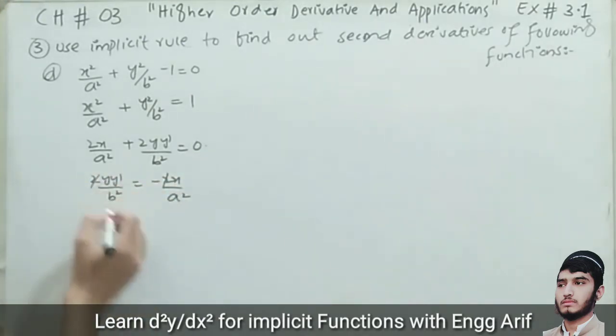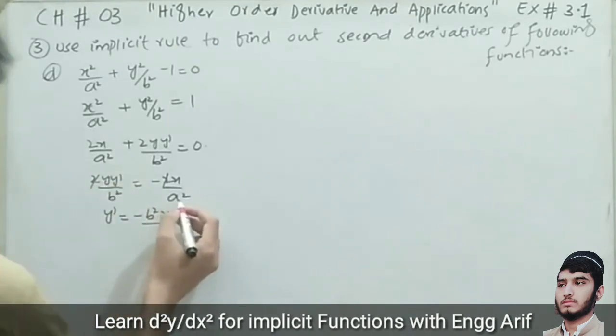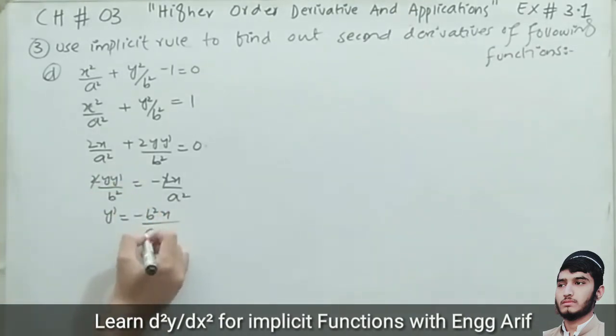2 is cancelled with 2, so our y dash will be minus, and this b square will come over here, so it becomes minus b square x. This y will come to the denominator on the right hand side, so it becomes a square into y. This is the first time derivative.